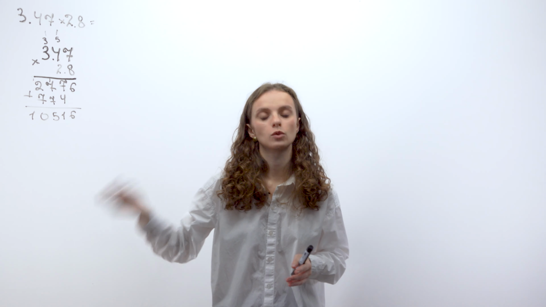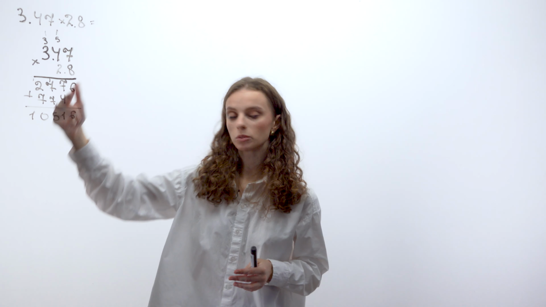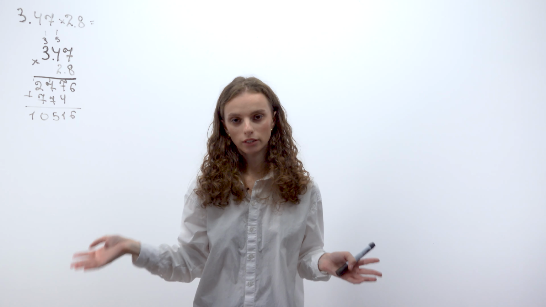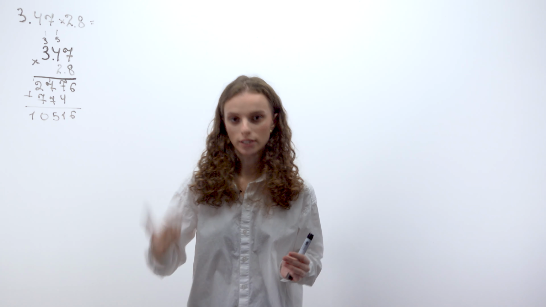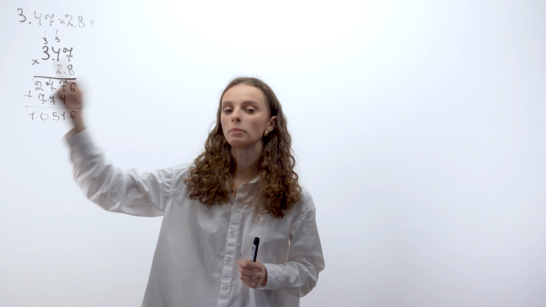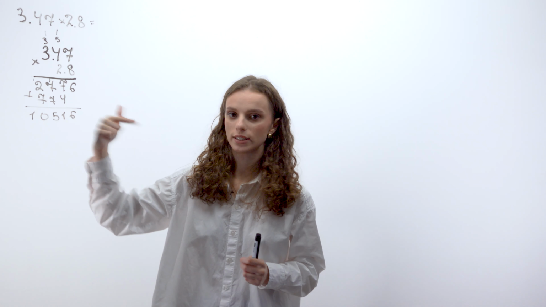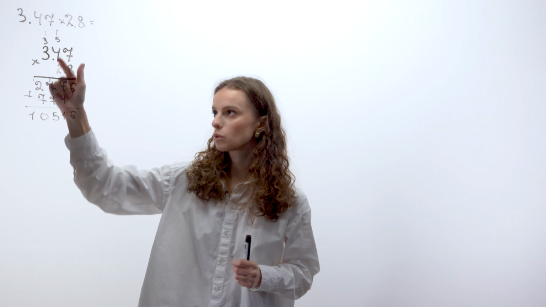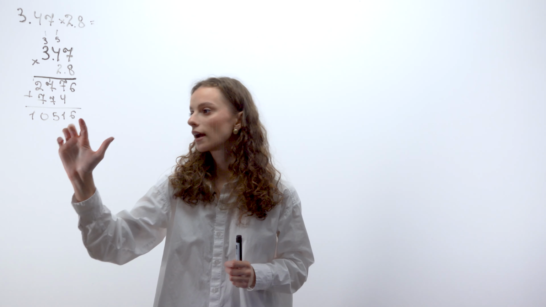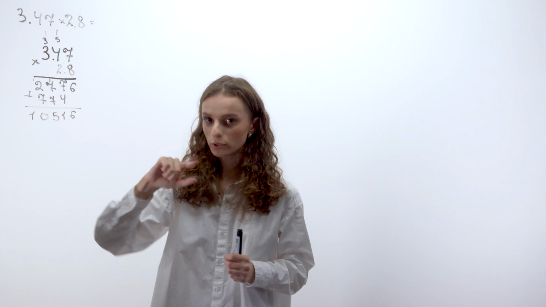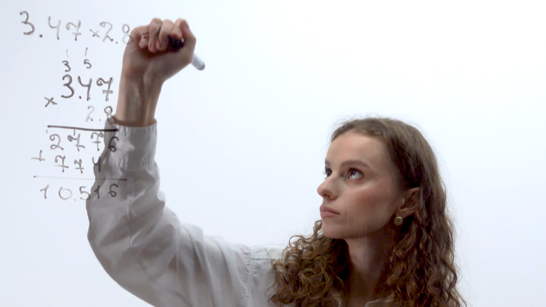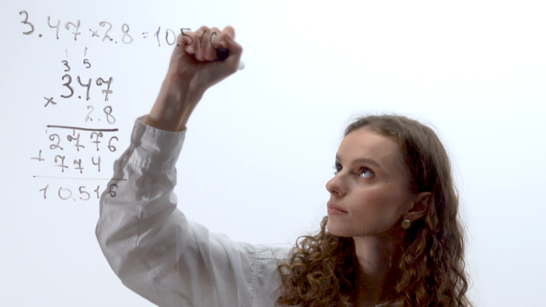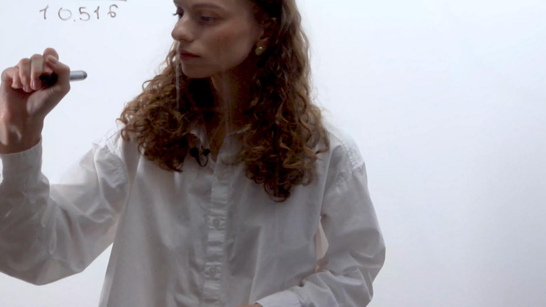10,516. We're not done yet because we ignored our decimal points, but we cannot really do that with our answer. How are we going to put our decimal point? We're going to count how many digits we have after our decimal points. We have 4, 7, and 8, so it's 1, 2, 3. Then I'm going to count back 3 digits and put my decimal point. And my final answer is 10.516.